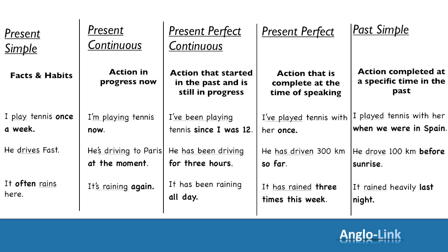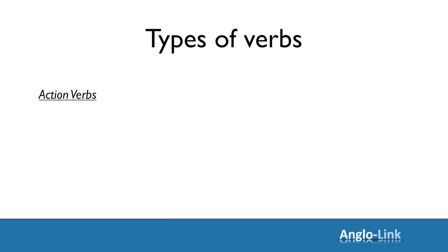Now you notice that all these examples are with what we call action verbs. So what is the difference between an action verb and a state verb? An action verb, and most verbs are action verbs, designates an action, something that you can start and stop as and when you want.